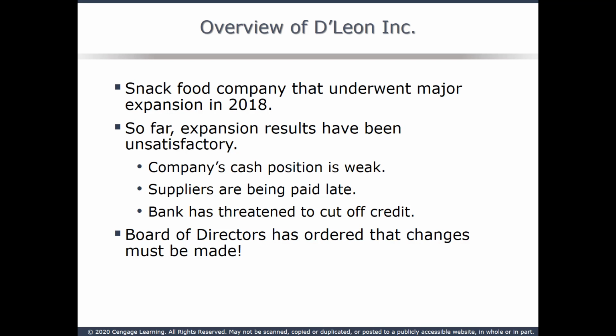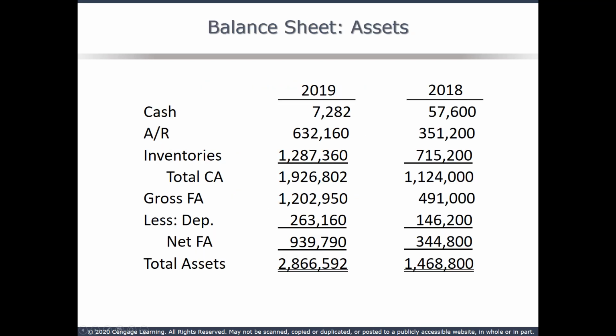Its board of directors was most upset when they learned how the expansion was going. Unhappy suppliers were being paid late, and the bank was complaining about the deteriorating situation and threatening to cut off credit. As a result, changes have to be made, and quickly. Here's the asset side of DeLeon's balance sheet for 2018 and 19. Clearly, their cash position has deteriorated significantly. Accounts receivable and inventories have increased by almost 100%. In addition, net fixed assets almost tripled.